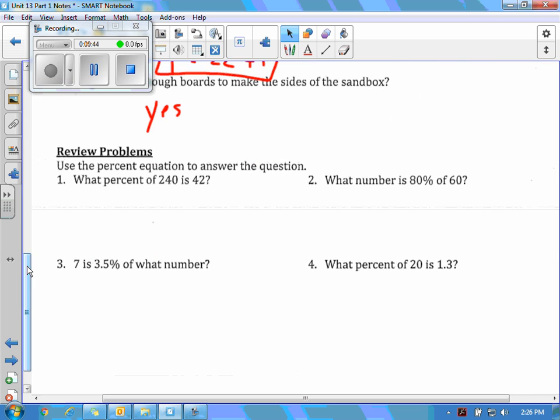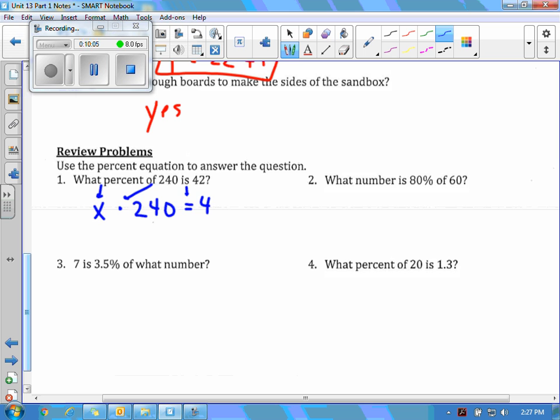Scrolling down to the next part, the review problems. It says use the percent equation to answer the question. So quick review of this. Okay, for the first one, it says what percent of 240 is 42. So it says what percent, so that's x, of means multiplication, 240, is the equal sign, 42. Okay, so that's 240x equals 42, and then I can divide by 240 on both sides.